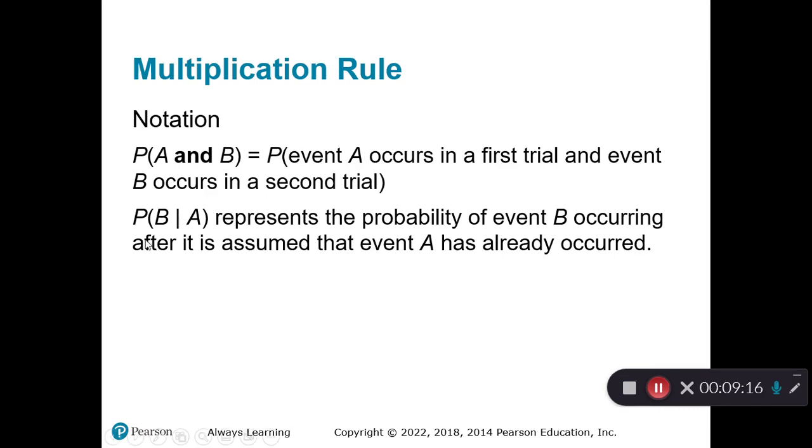Now let's look at the probability of B given A. This little vertical line segment stands for "given that." So the probability of B given A represents the probability of event B occurring after it is assumed that event A has already occurred. So, the probability of B given that A has occurred.